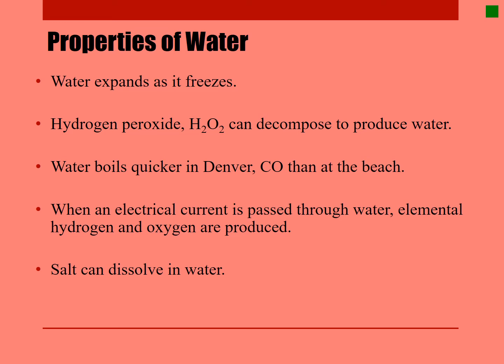All right, so let's try to identify if these properties of water are physical or chemical. Water expands as it freezes. What you want to think about is, are you changing what it is made out of? If it is expanding, you are just changing its density, which means that you are not changing what it's made out of, so it is physical. Hydrogen peroxide can decompose to produce water. So we start with H2O2, which is hydrogen peroxide, and you guys should know that water is H2O. So did I change it to go from H2O2 to H2O? Yes, I did. Therefore, it is chemical.